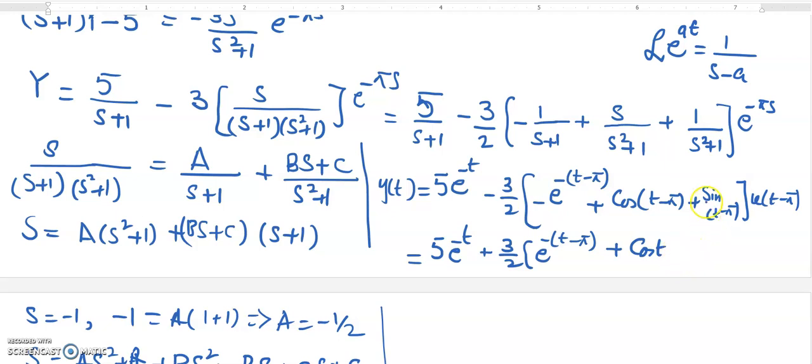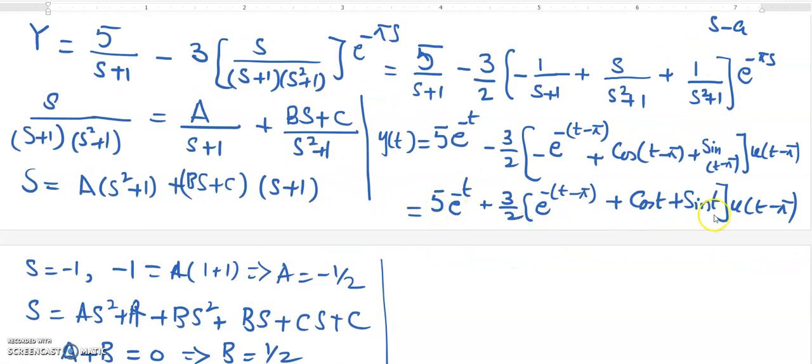Sine (t minus pi) is also minus sine of t. We can verify it: it is minus, and then minus minus plus, so it will be plus sine of t, and then u(t minus pi). In this way we have found the solution of the initial value problem.